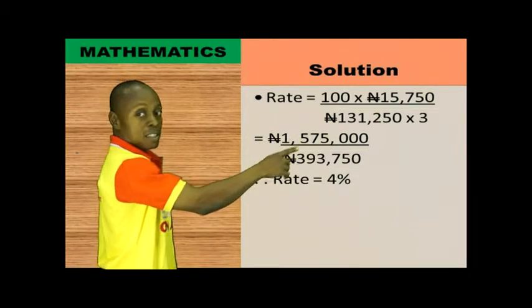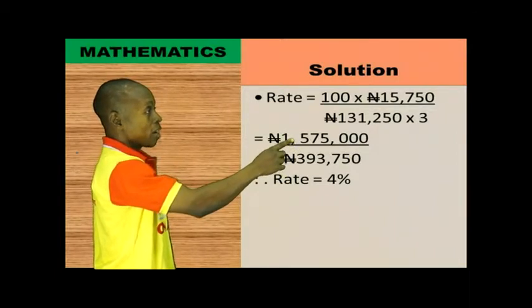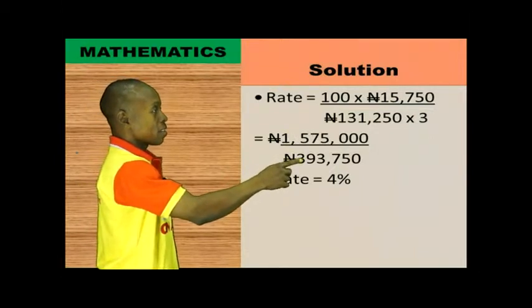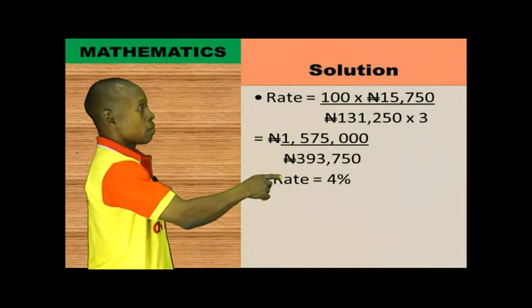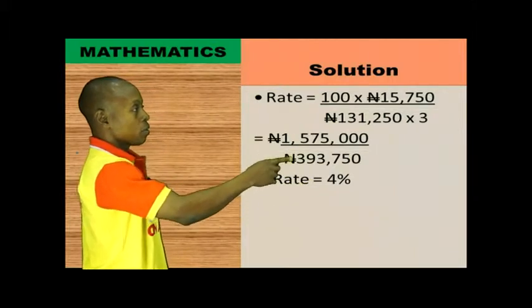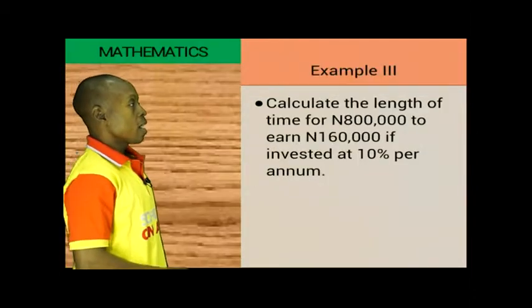So we got this. We got 1,575,300 divided by 393,750 naira, and we got the rate to be 4%. From this formula, when you divide this by this, you get 4%. That's what I said earlier on.